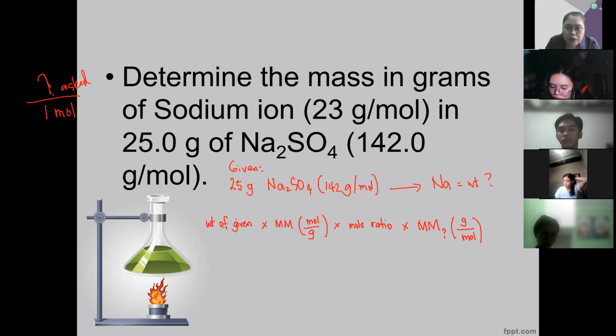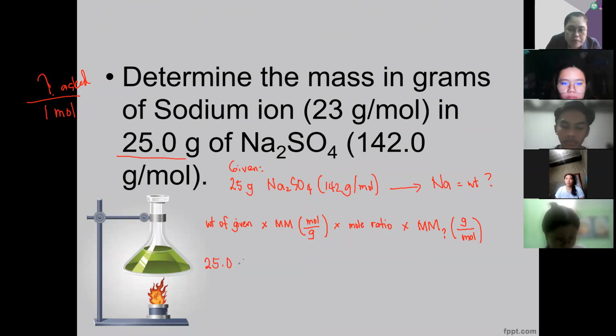So, anong ginagawa ko here? Una, di ba, the weight of the given. Ano nga yung given natin? 25 grams daw ni sodium sulfate. Tapos, anong next? Sa pattern, molar mass daw ni given. This is for the sodium sulfate, and the molar mass of sodium sulfate is 142 grams per mole.